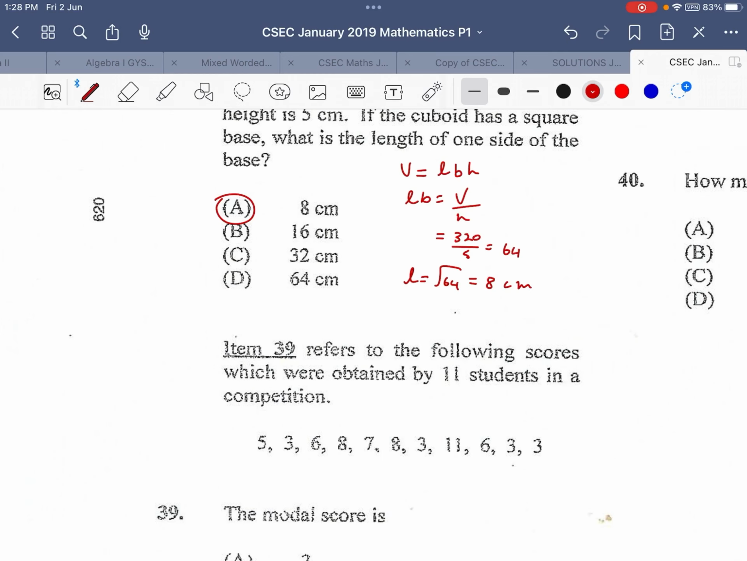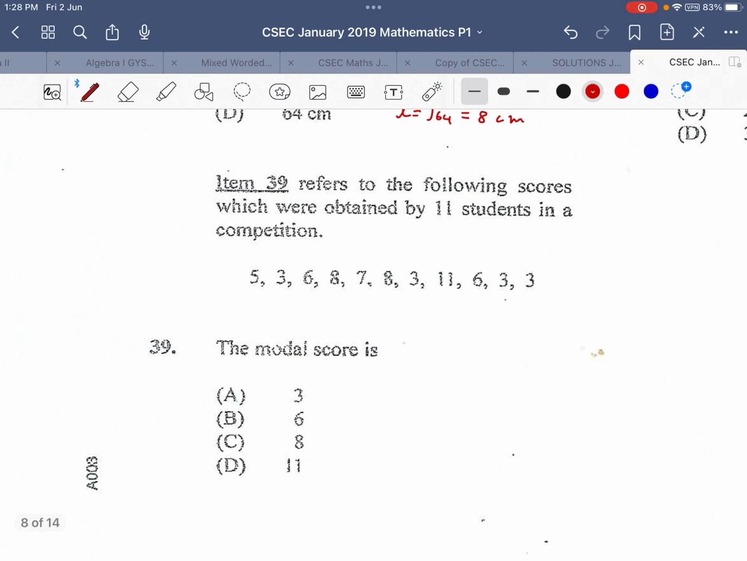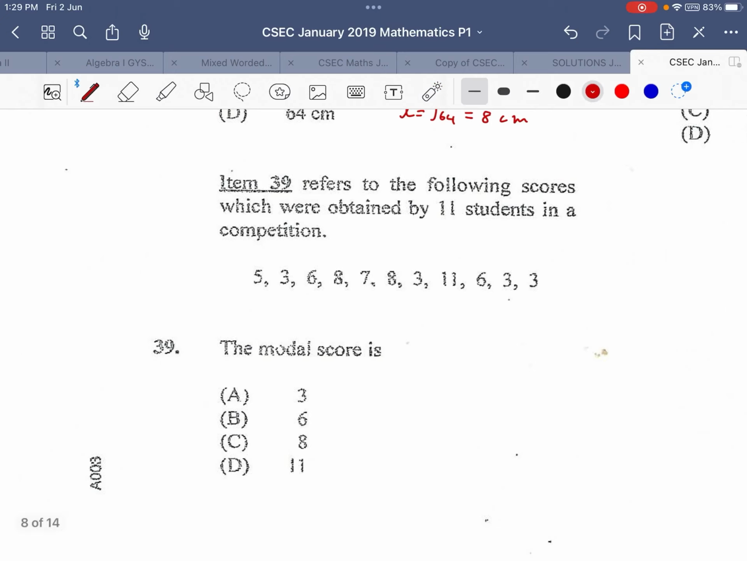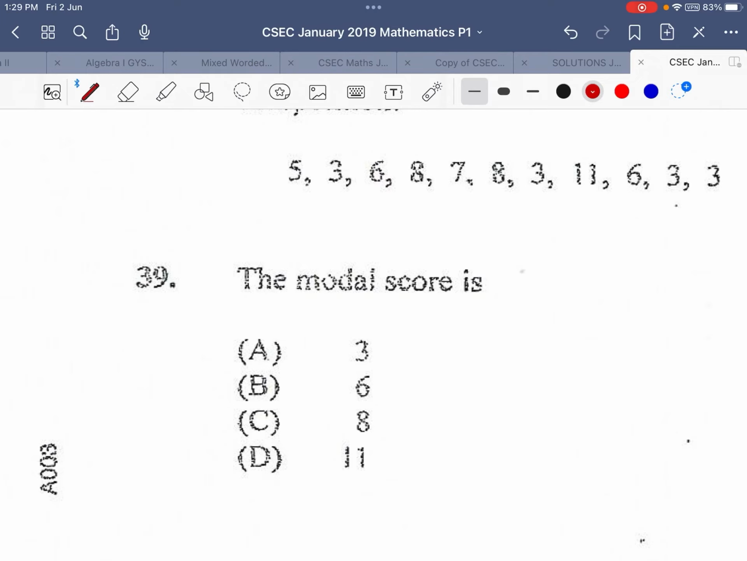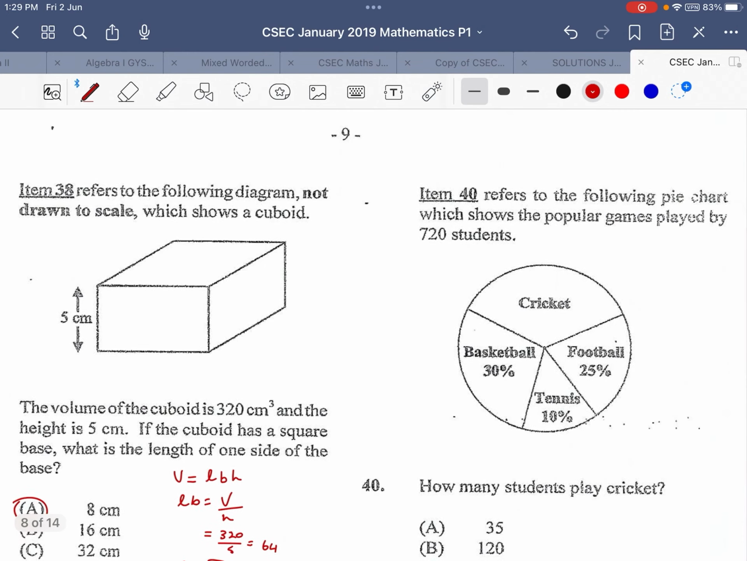Item 39 refers to the following scores which were obtained by 11 students in a competition. And the modal score is the one that occurs the most frequently. So what I'm seeing here is 3 is appearing 1, 2, 3, 4 times. All the rest not appearing as often. So 6 appears twice, 8 appears twice, 7 appears once, 5 appears once, 11 appears once. Okay, so the modal score is the one that occurs most often, and I believe that one is 3. Alright, so that's for 39.